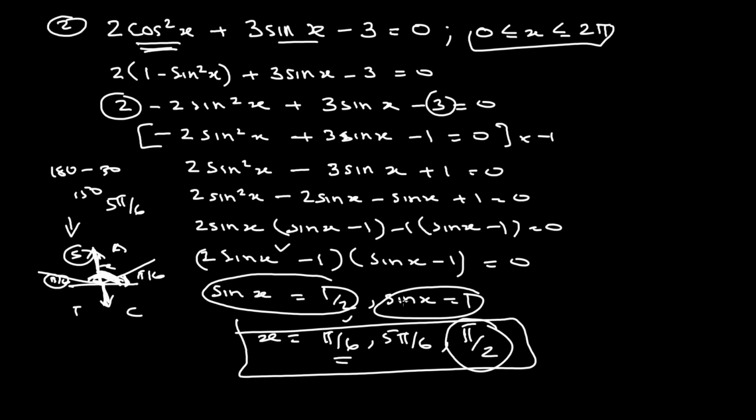Sine x is equal to 1. Sine x is equal to 1 gives us 90, which is here. So we'll get this as the reference angle and also as the solution. We cannot find another sine equal to 1 because the only other one is going to be here, but that is negative 1. So that does not fit this solution. So our solutions are pi over 6, 5 pi over 6, and pi over 2 within that domain. Okay, so let's look at another example.